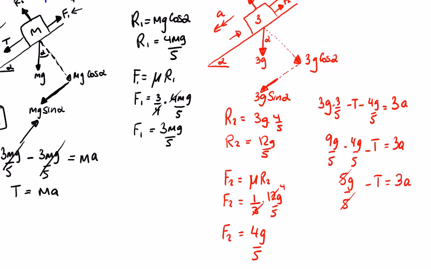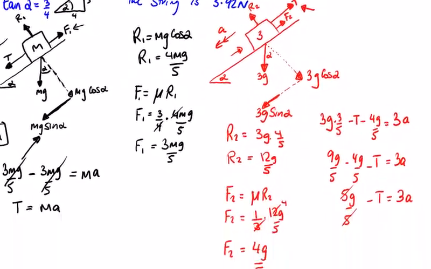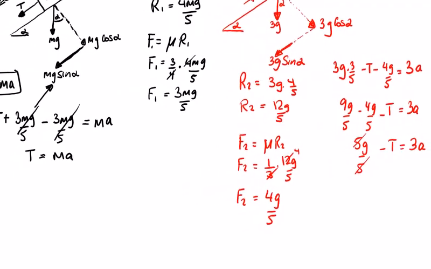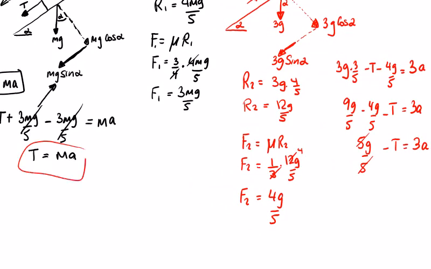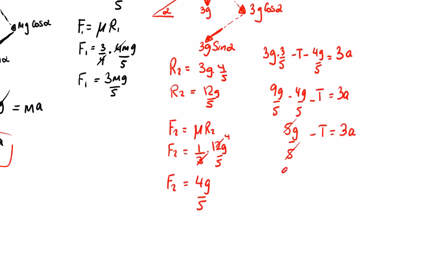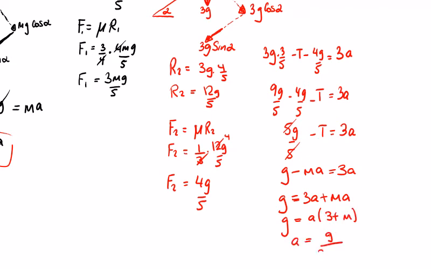We're asked to get the acceleration of B in terms of m. And we've worked out T to be ma, so we can sub that in over here. So g minus ma is equal to 3a. Factor out my a's. g is equal to 3a plus ma. g is equal to a times 3 plus m. So that would mean the acceleration is g divided by 3 plus m.